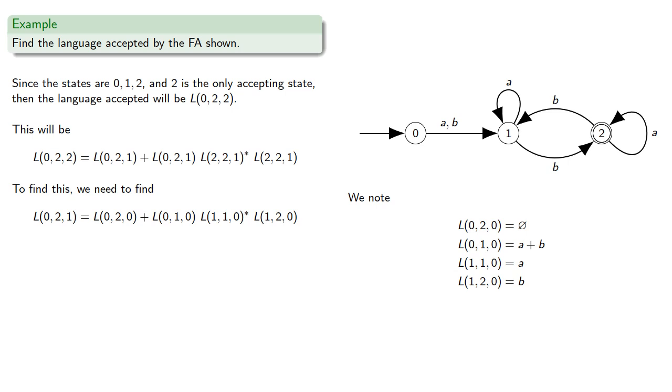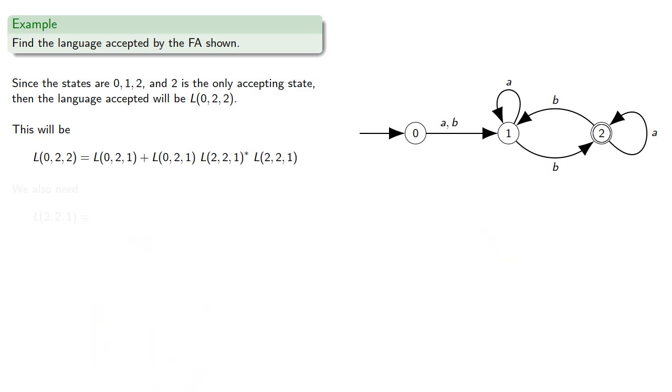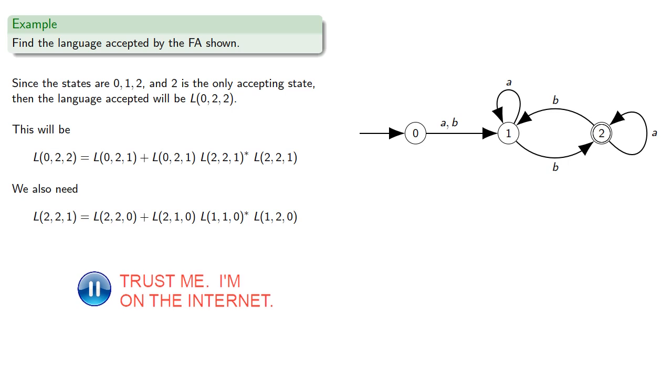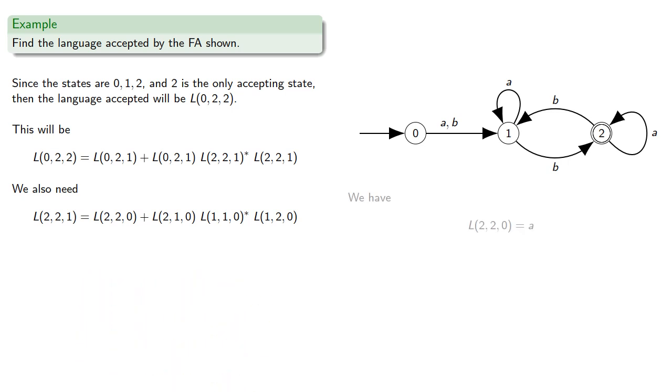And so putting these all together, L(0,2,1) will be as shown. We also need L(2,2,1). So again, that's from 2 to 2, not passing through anything higher than 0, from 2 to 1, looping, and then from 1 to 2. And we have L(2,2,0). That's just A, L(2,1,0), that's just B, L(1,1,0), that's A, and L(1,2,0), that's B.